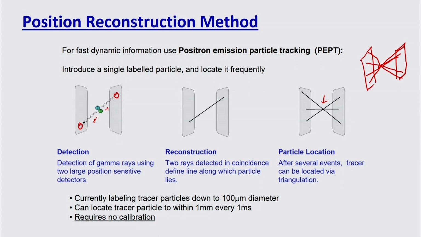Okay. So, that is the overall advantage. Currently, tracer particles down to 100 micrometers can be used. You cannot use a very small tracer particle because you have to re-radiate it and make it a positron emission source. So generally particles in the 100 micrometer range are used. You can locate the particle within a 1 mm range and 1 millisecond time. That is the maximum temporal resolution and maximum spatial resolution you can get.